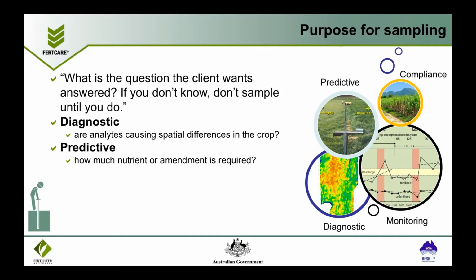Probably one of the most common purposes for sampling is predictive. So this is where you're taking a sample to support a fertiliser recommendation or some sort of nutrient amendment such as lime or gypsum, and you're wanting to work out, well, how much of this particular nutrient or amendment do I need? And you would be using the guidelines or critical values that I mentioned earlier from Better Fertiliser Decisions for pastures or crops to come to that decision.